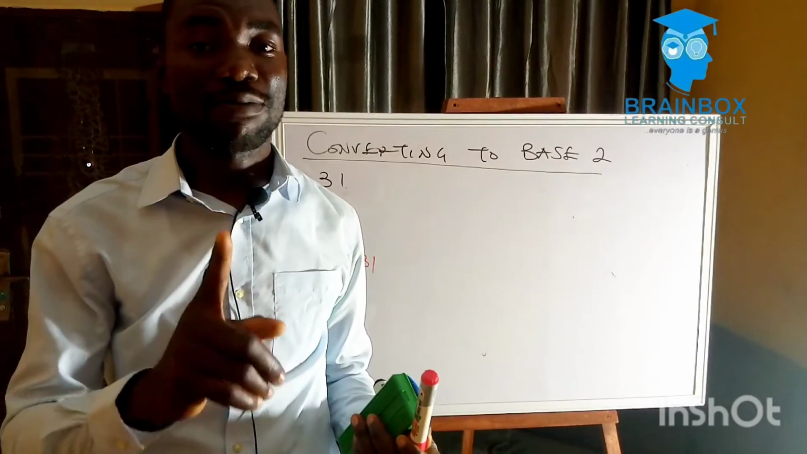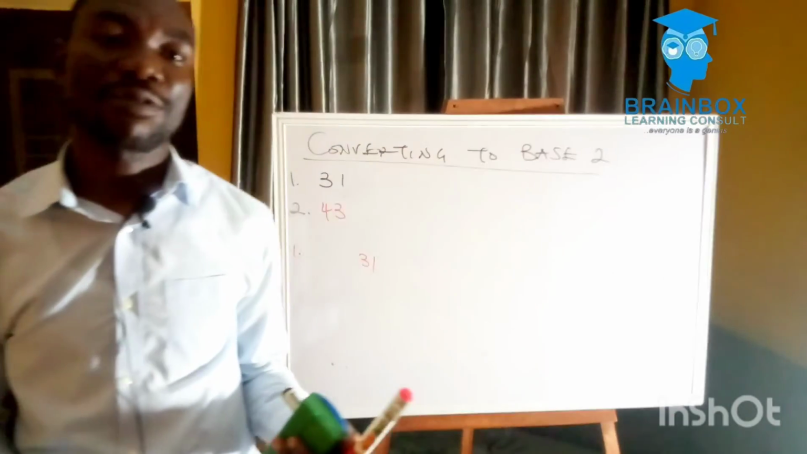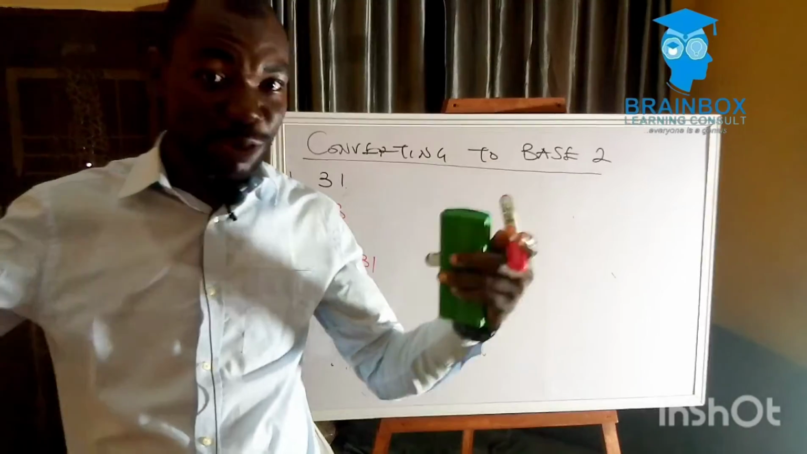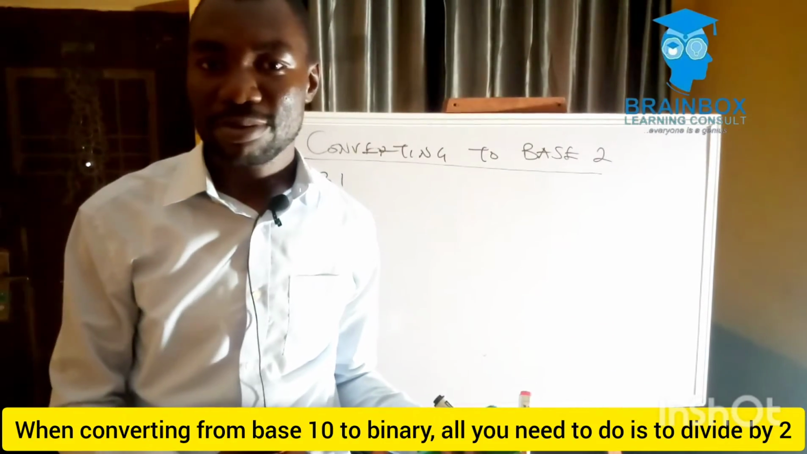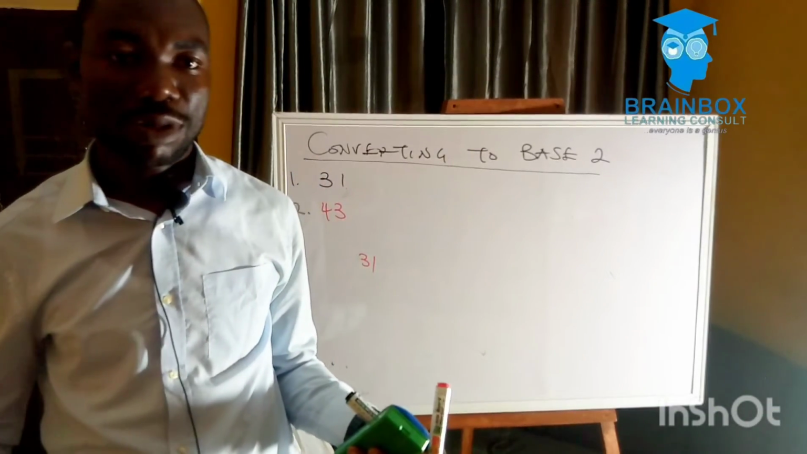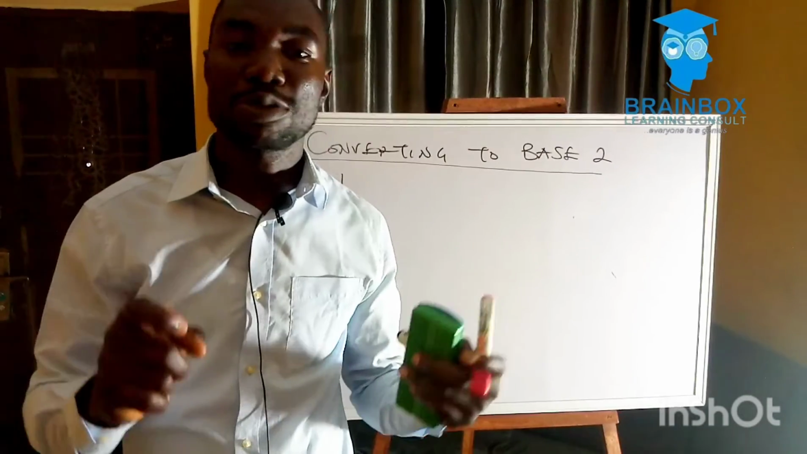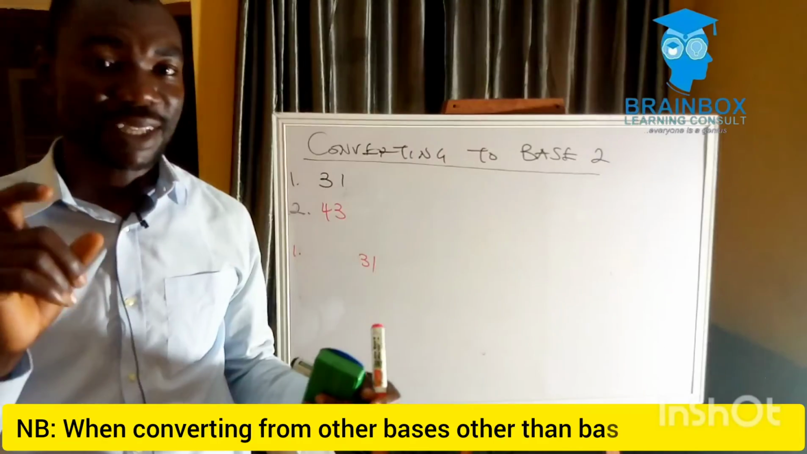Especially if you are converting from base 10, please get this right so that you don't get confused. If you are converting from base 10 to base 2, all you need to do is divide by 2. When you divide by 2, your answers will be in base 2. Whatever values they are, once it is in base 10, all you need to do is divide to get base 2. Now, there's a caveat here.